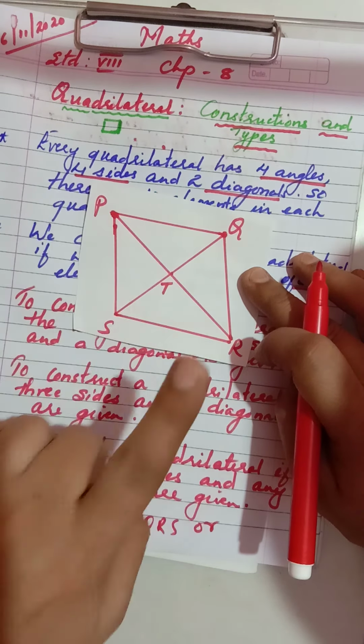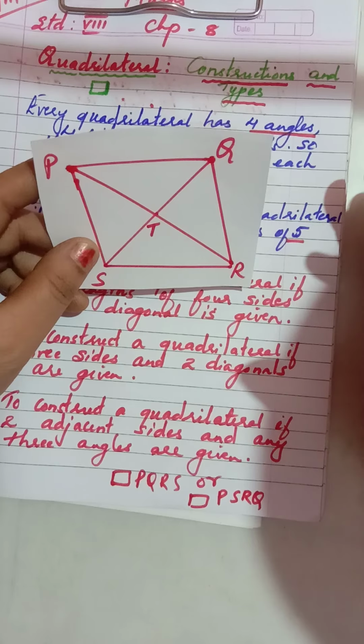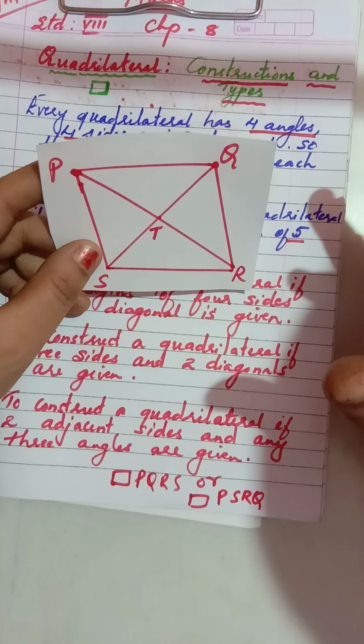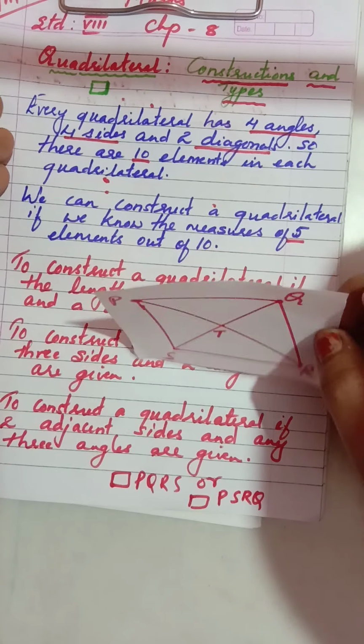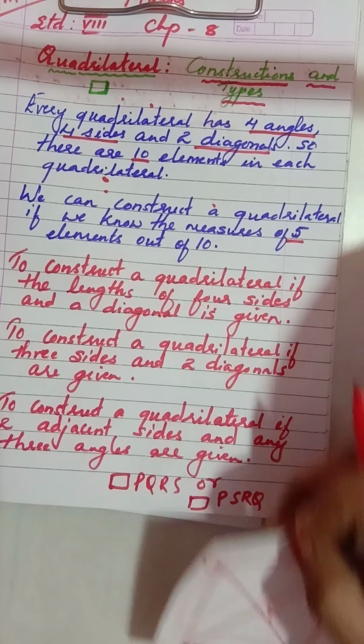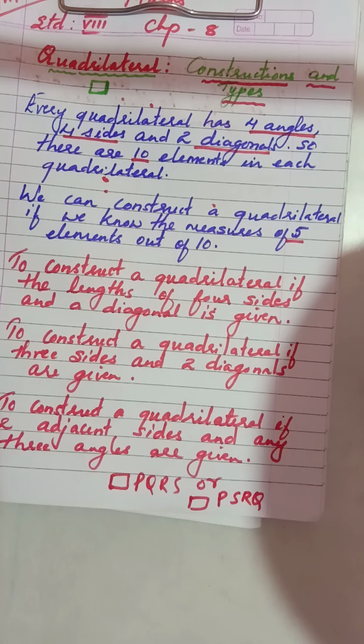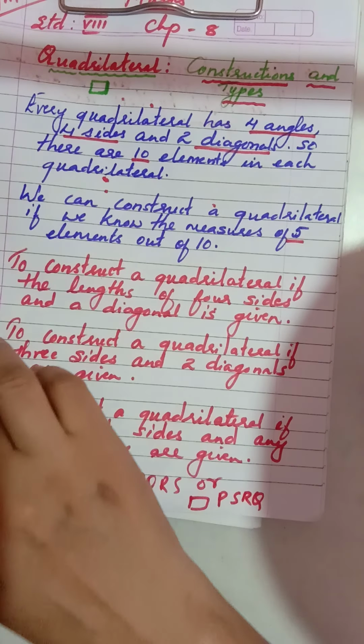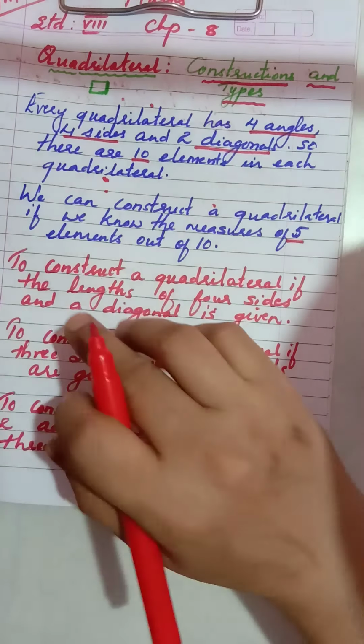Okay, and we have seen the different types of quadrilateral. Later on we will be constructing different types of quadrilateral, that is rectangle, square, rhombus, all that we will be doing. And now what is going to be constructed in our first practice set? Now children, the first practice set, there are some conditions given, some elements, as I told. Out of 10 elements, if we know 5 elements, we can construct the quadrilateral.